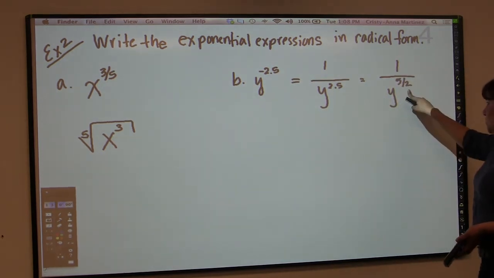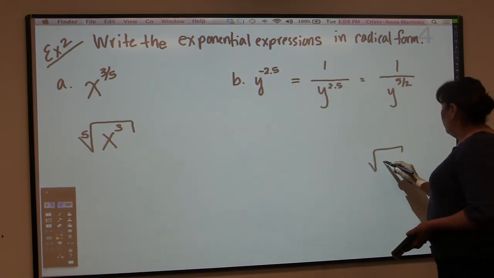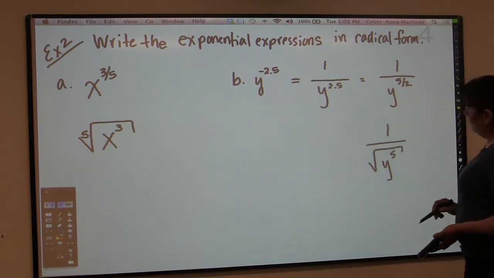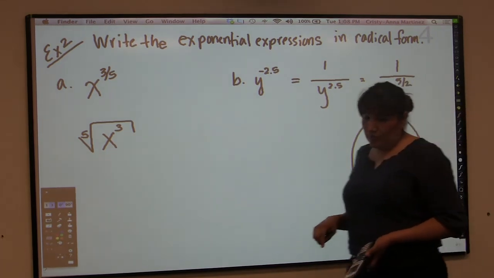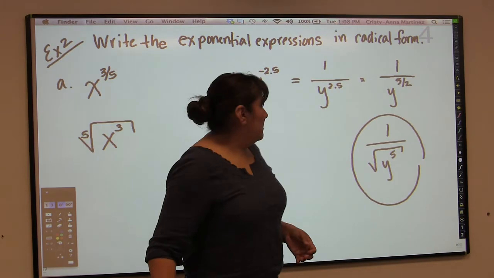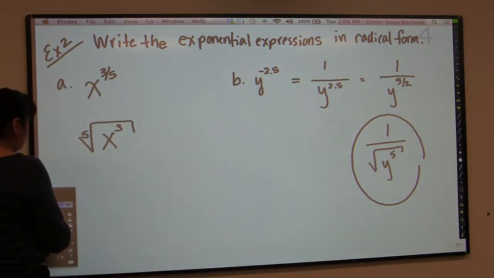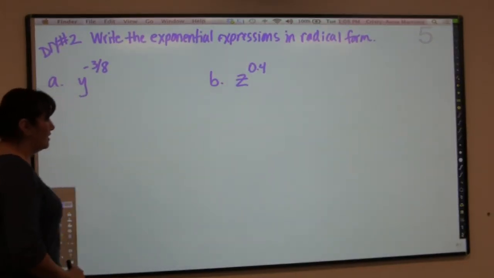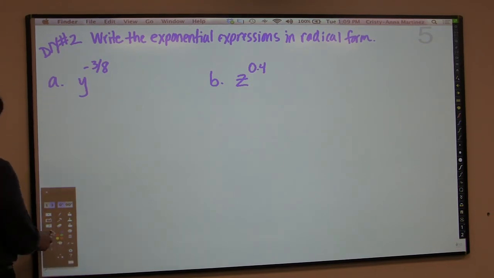And again, because the 2 is on the bottom, that's the index, so it's going to be square root of y to the 5th, and it's under the 1. So there you go, 1 over the square root of y to the 5th. In this case, you don't want to get rid of the square root on the bottom. Now you can try a couple here on your own. Remember to convert the 0.4 to a fraction, and you can do that on the calculator by hitting the fraction button.